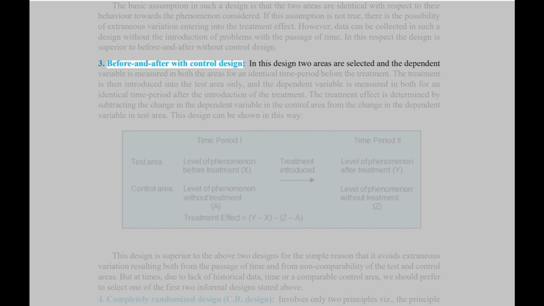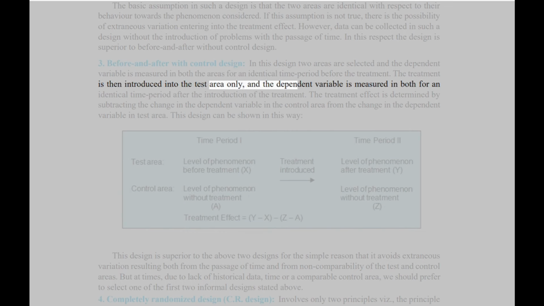3. Before and after with control design. In this design, two areas are selected and the dependent variable is measured in both the areas for an identical time period before the treatment. The treatment is then introduced into the test area only, and the dependent variable is measured in both for an identical time period after the introduction of the treatment. The treatment effect is determined by subtracting the change in the dependent variable in the control area from the change in the dependent variable in the test area. This design can be shown in this way.